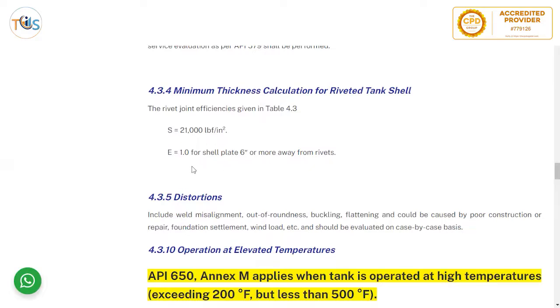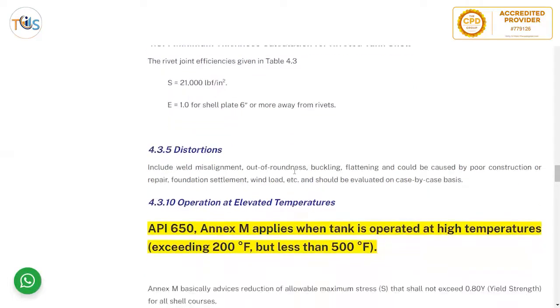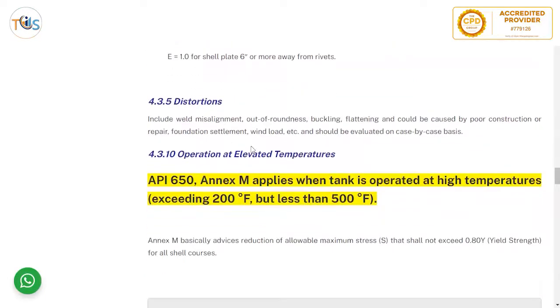Allowable stress is 21,000 and E is equal to 1 for shell plate 6 inches or more away from the rivets. Remember, for welded joints it was 1 inch away, or twice the plate thickness away from the weld toe. Here it's 6 inches or more away from the rivets. Here E shall be equal to 1 for 6 inches away from the rivets, so it will be considered as a base plate.